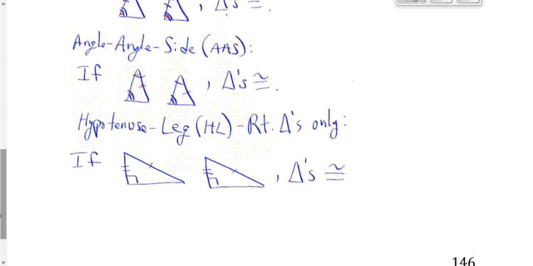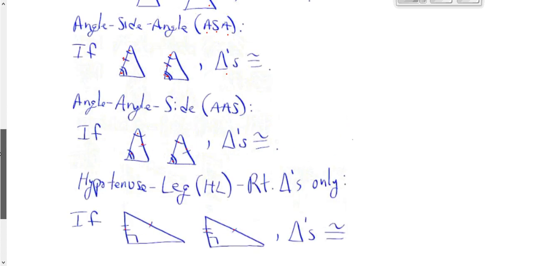So if you have a right triangle, okay, and you have a pair of legs congruent and their hypotenuse is congruent, there's those two things, right? You have congruent triangles by hypotenuse leg, or HL. Okay? So we have a few methods here to prove congruence.